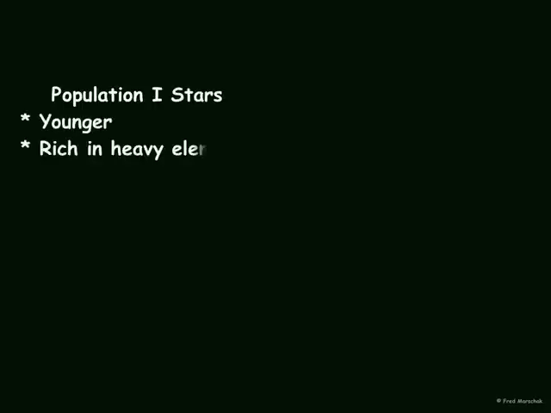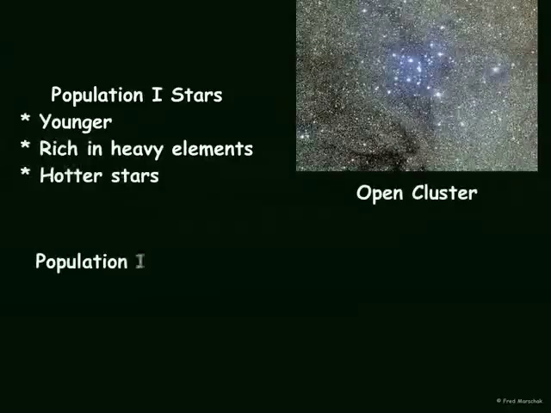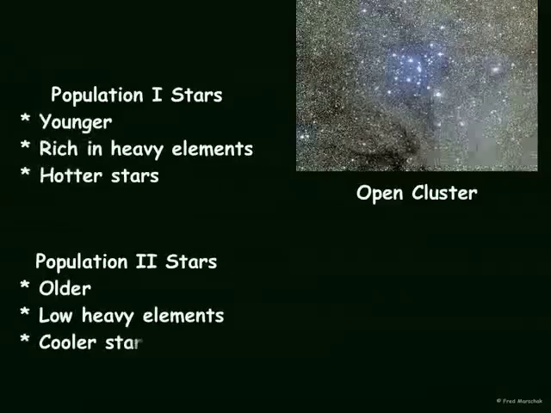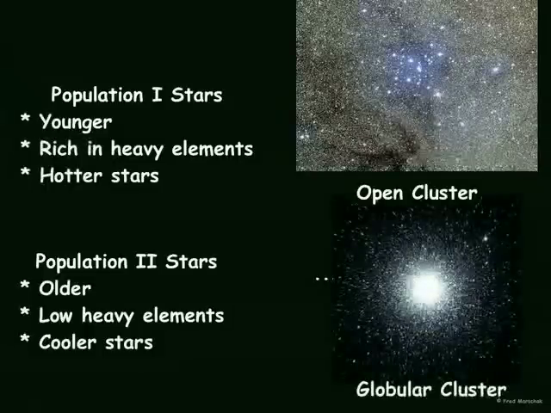So population 1 stars are younger. They're rich in heavy elements. They're hotter stars. Like which type? Like the open clusters. Population 2 stars are older. They are low in heavy elements, meaning they're mostly hydrogen and helium, and they're like which cluster? The globular clusters.